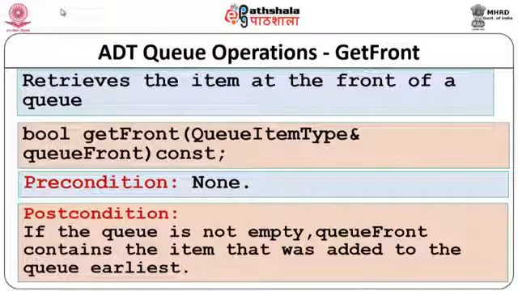Corresponding to this DQ operation, you have what is called a get front. Now this retrieves the element or the item at the front of a queue. So again, we can define it as a Boolean operation where you have queue item type. And we have given a pointer to the front of the queue. There is no precondition. The postcondition is, if the queue is not empty, queue front will contain the element that was added to the queue the earliest. So that is what will happen. Remember, the queue remains the same, no deletion has happened, no updating of the pointers or anything of that sort. Only thing is, you are accessing the front element of the queue.